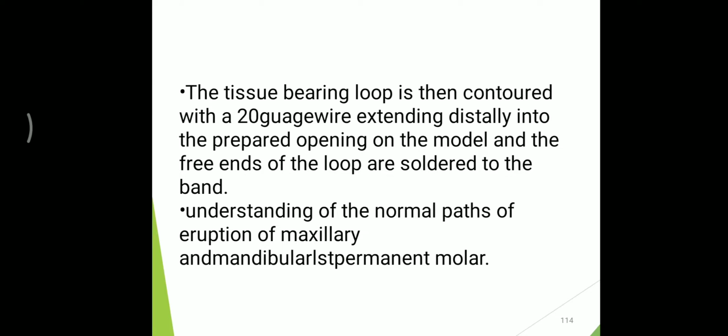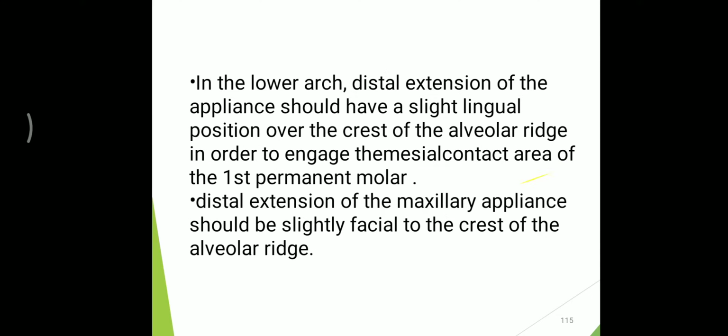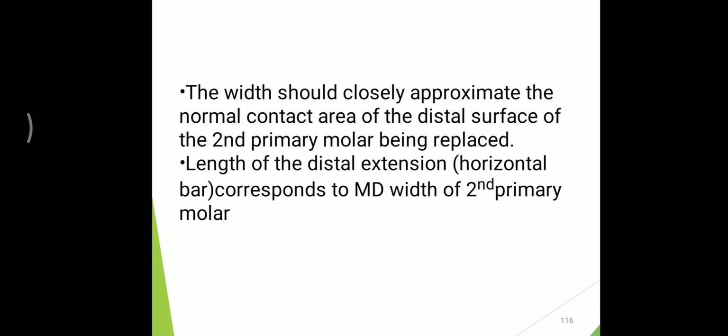An understanding of the normal paths of eruption of the maxillary and mandibular first permanent molars is needed. In the lower arch, the distal extension of the appliance should have a slight lingual position to the crest of the alveolar ridge in order to engage the mesial contact area of the first permanent molar, and the distal extension of the maxillary appliance should be slightly facial to the crest of the alveolar ridge. The width should closely approximate the normal contact area of the distal surface of the second primary molar being replaced, and the length of the distal extension horizontal bar should correspond to the mesiodistal width of the second primary molar.